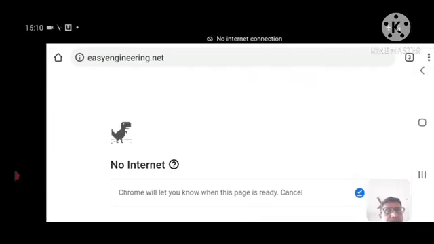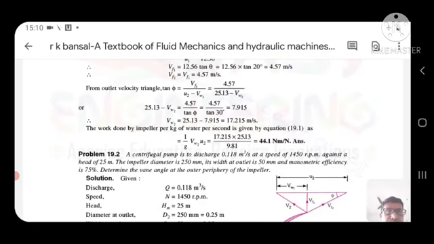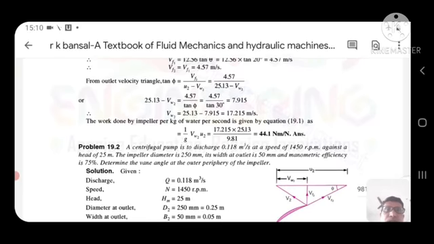Now the work done per kg of water per second is given by the equation 1 by g Vw2 U2. So 17.215 into 25.13 by 9.81 is equal to 44.1 Newton meter per Newton.